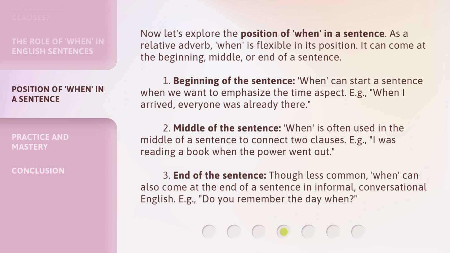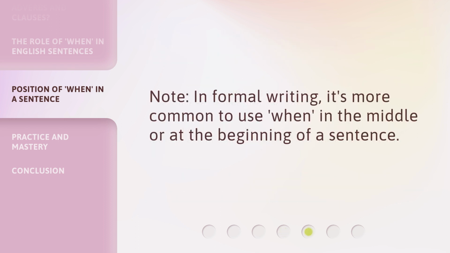2. Middle of the sentence. When is often used in the middle of a sentence to connect two clauses. E.g., "I was reading a book when the power went out." 3. End of the sentence. Though less common, when can also come at the end of a sentence in informal, conversational English. E.g., "Do you remember the day when?" Note, in formal writing, it's more common to use when in the middle or at the beginning of a sentence.